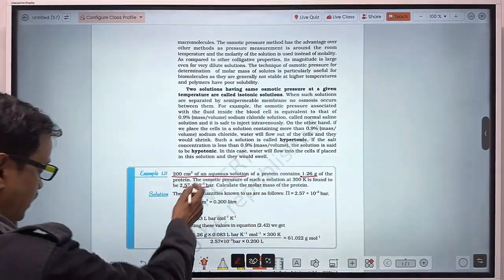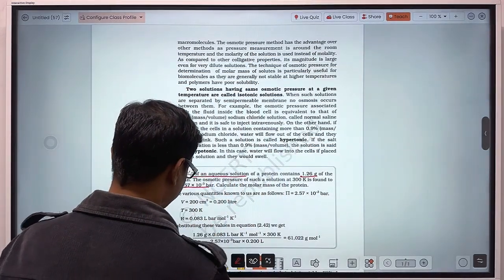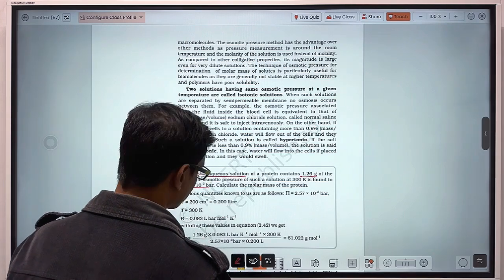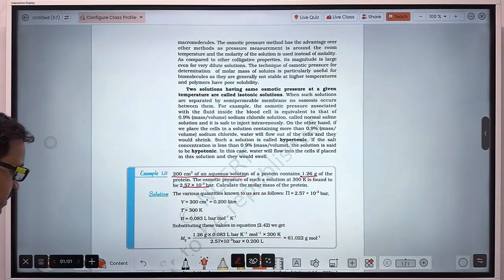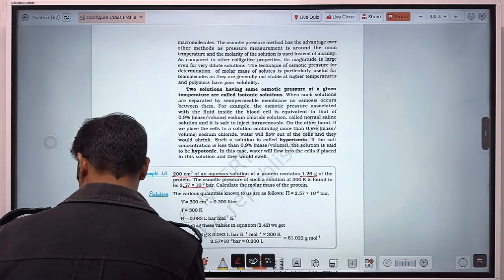Okay, so now very simple here: the volume is given, the pressure in bar is given here. So you know already pi equal to CRT. By that formula, you can very easily solve this question.